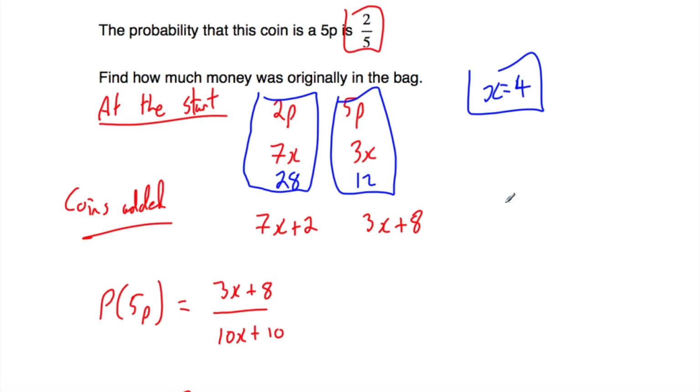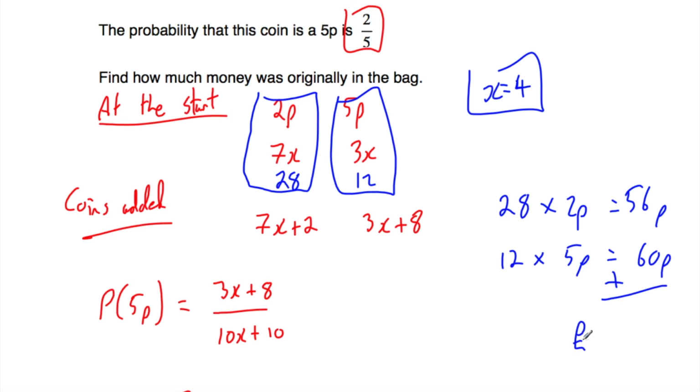So let's work out how much money that is. 28 multiplied by 2p would be equal to 56p. And 12 times 5p is equal to 60p. So that means there's 56p in 2p coins, 60p in 5p coins, and if you add them up, that's equal to £1.16. So that means there was £1.16 in the bag to begin with, and that's it.